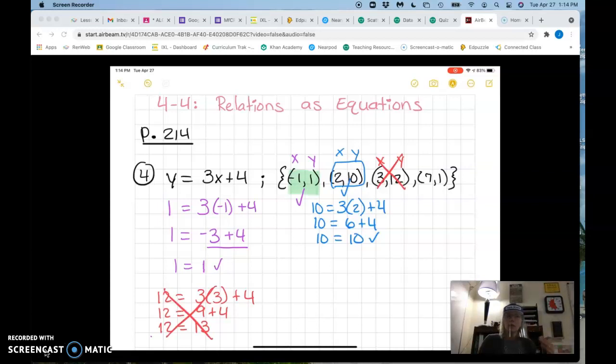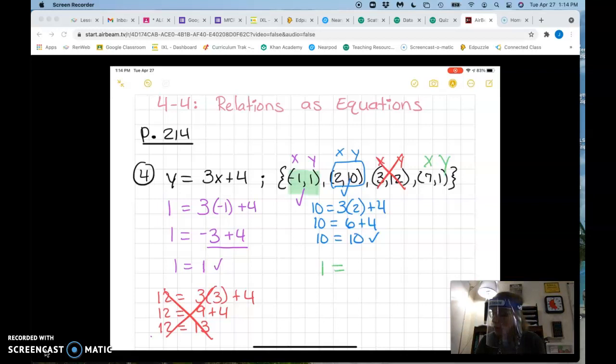You see how this is going? You just plug each one in. If the two numbers equal each other, then it is a solution. If they don't, it's not a solution. So let's do the last one and see. So x, y. Notice every time I write x and y over the ordered pair because I don't want to get confused and plug it into the wrong place. Then you're going to get the wrong answer.